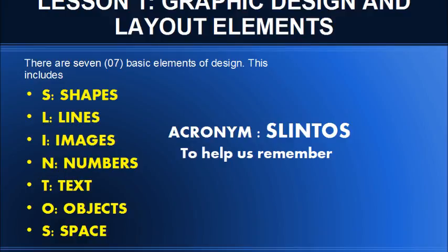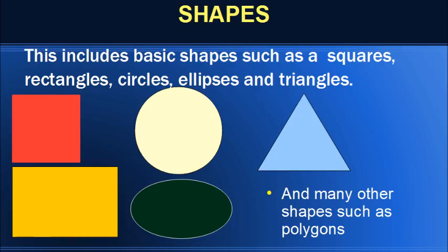These may not be used at the same time; they may be used in combination or just one of them to make up a design, but a design may have all these elements on it. Looking at the elements in detail. Shapes: this includes basic shapes such as squares, rectangles, circles, ellipses, and triangles, and many other shapes such as polygons.